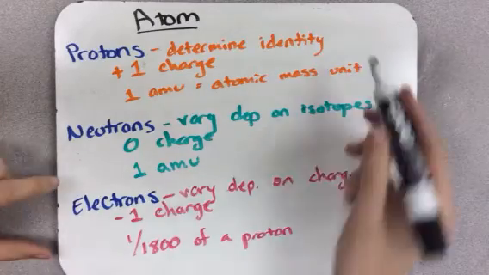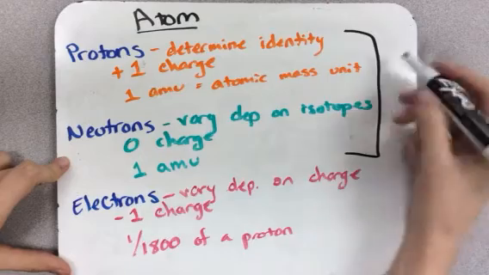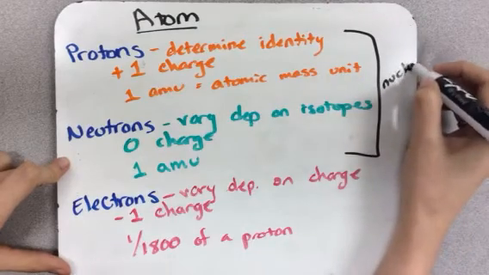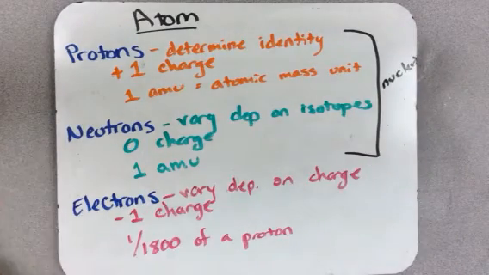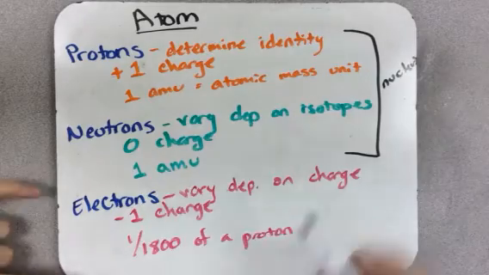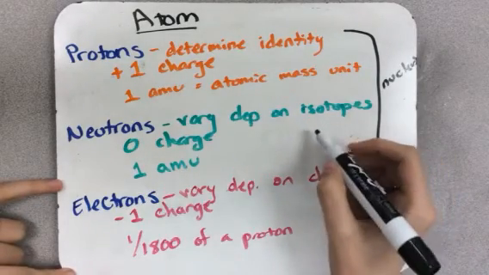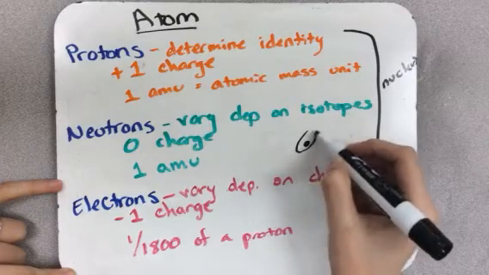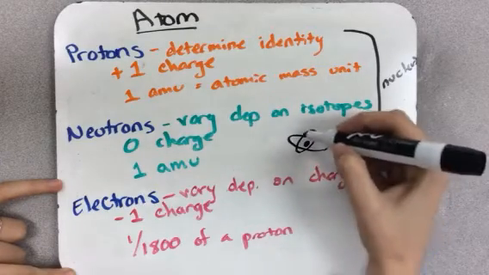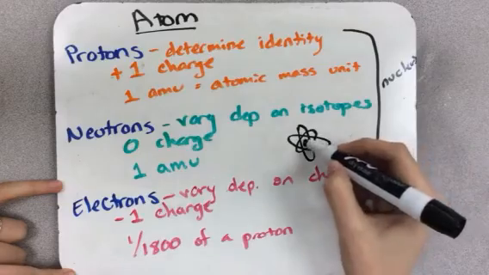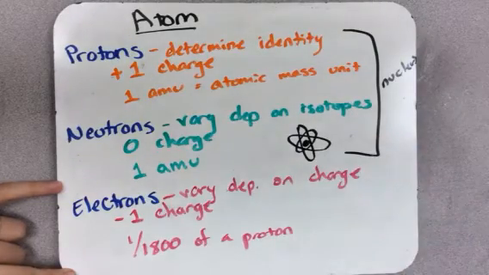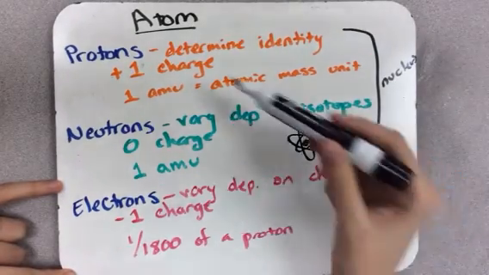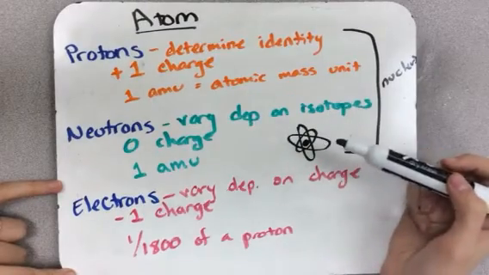Okay. Protons and neutrons are both found in the nucleus. And the nucleus is an extremely dense area in the center. So many people have seen atoms drawn like this. And this area in the center is the nucleus. That nucleus is where the protons and the neutrons would be.